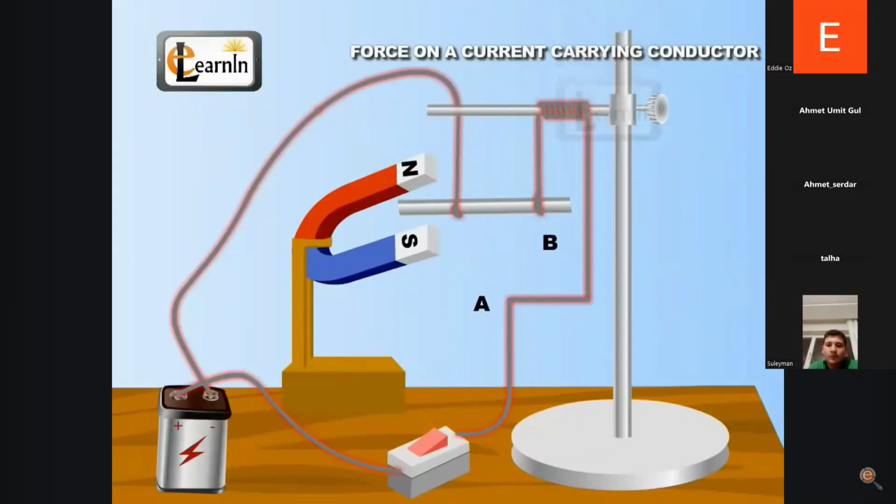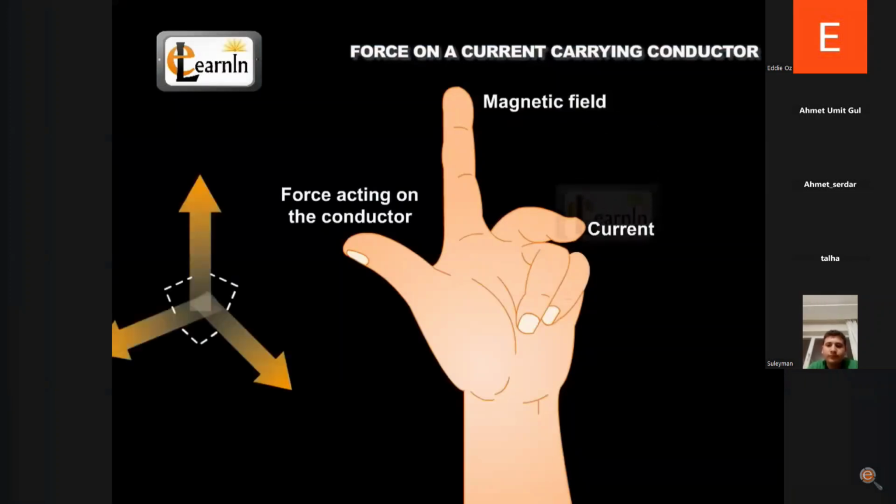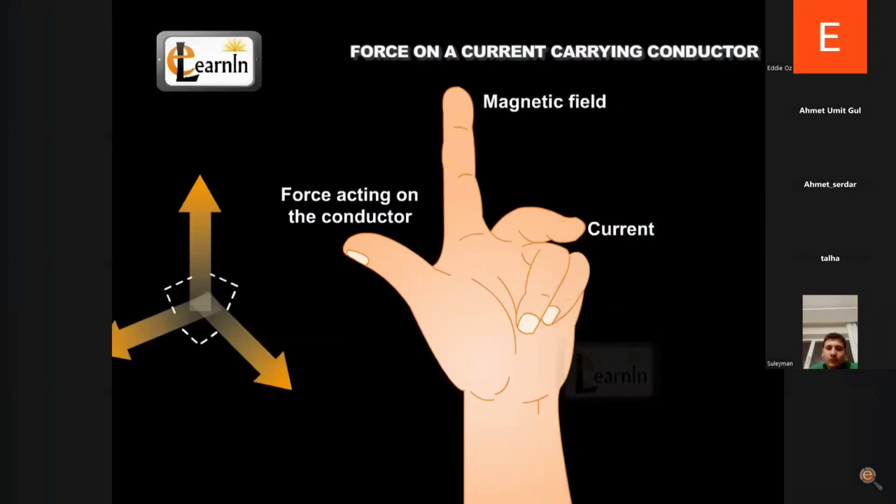In such a condition, we can use a simple rule to find the direction of force on the conductor. In this activity, the direction of the current and the magnetic field are considered to be perpendicular to each other, and from this, it can be found that the force is also perpendicular to both of them. The Fleming's left-hand rule helps us to illustrate the direction of force acting on the conductor, magnetic field, and the current in a simple manner.